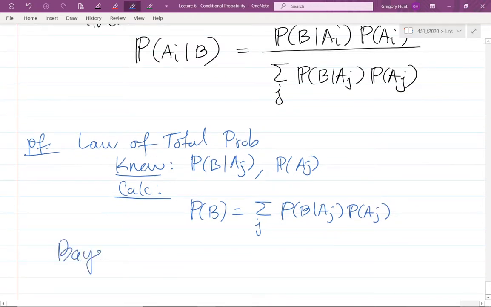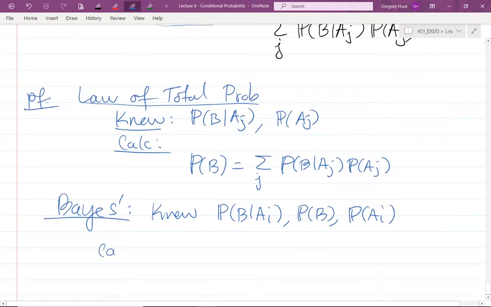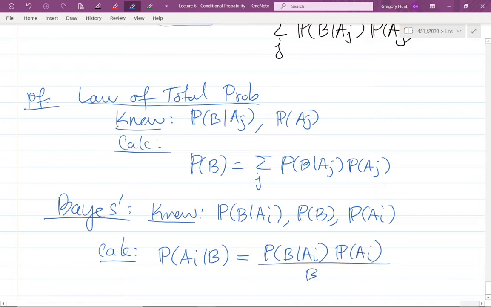And Bayes' theorem. In this case, we want to apply Bayes to A sub I and B. So let's say we know the probability of B given A sub I, and we know the probability of B, and we know the probability of A sub I. If we knew those, we were able to calculate the reciprocal, or flip around, of A sub I given B as the probability of B given A sub I. And then we had to multiply by A sub I over the probability of B.